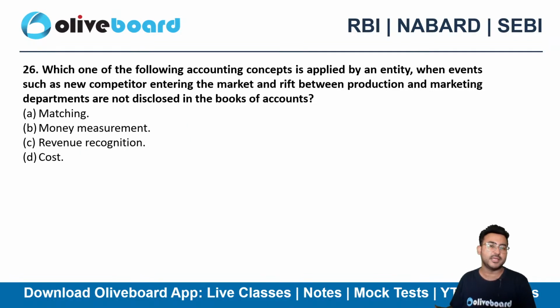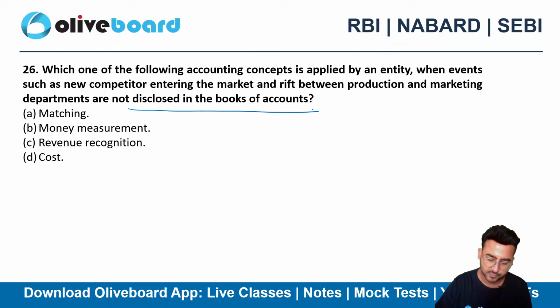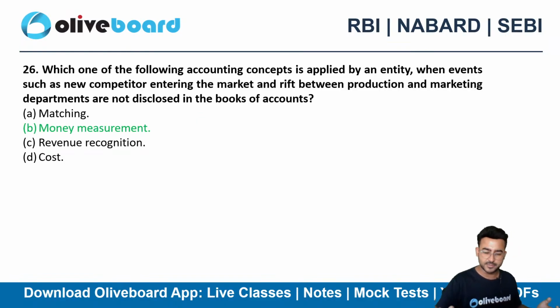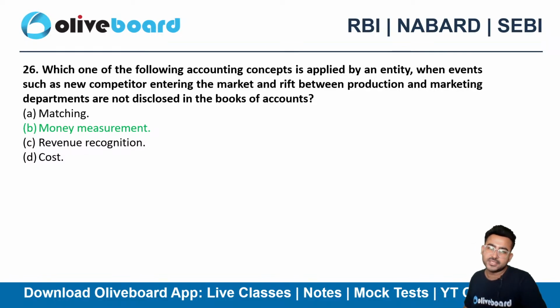Next is which of the following accounting concepts is applied by an entity when events such as a new competitor entering the market and a shift between production and marketing departments are not disclosed in the books of accounts? Is this a financial transaction, guys? A new competitor has entered the market and because of that there are many strategic changes happening in my company. That's not at all a financial transaction. That's why we never record this in books of accounts. Why? Because on the basis of money measurement concept, we only record transactions on the basis of being a financial transaction or not.